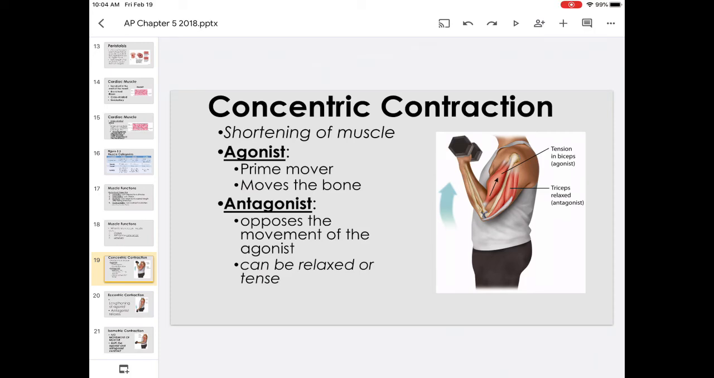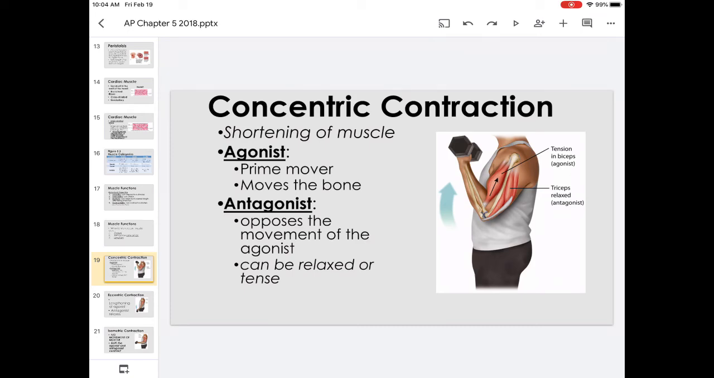There is something called concentric contraction. This is when you have a shortening of muscles. So when you apply tension to, for example, your biceps, they start to shorten, which means they are contracting. And this is a form of concentric contraction. You can tell in this picture that you have this person lifting their weight, and their biceps, which is in the anterior part of their arm when you're standing in anatomical position, is shortening.